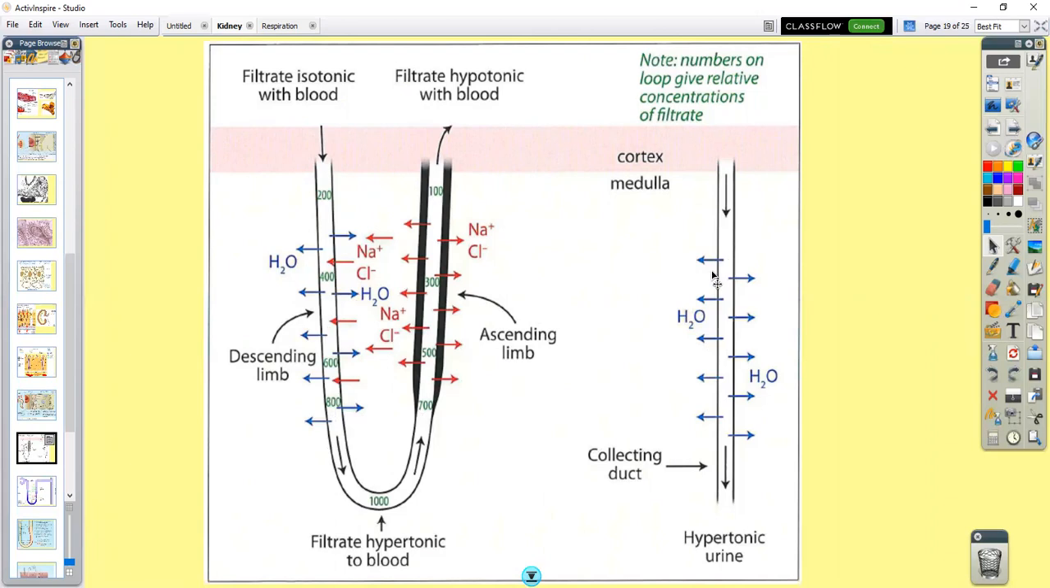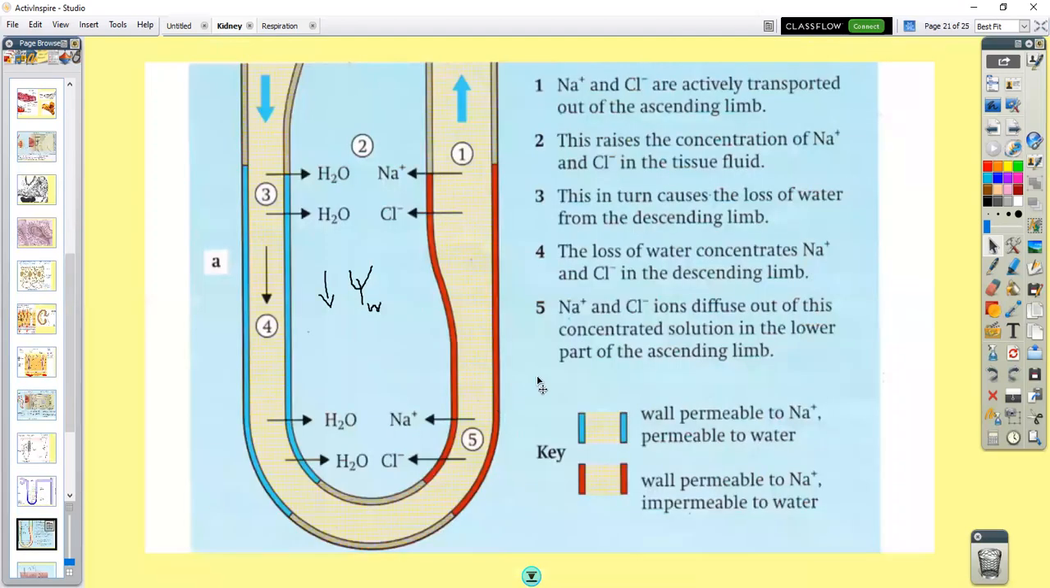And as water is reabsorbed from the loop of Henle, all of those waste materials that stay in here, urea, etc., other ions that you don't need, that becomes more concentrated, and that will pass down the ureter to the bladder, and that becomes hypertonic or highly concentrated urine. And you can see that in this little diagram as well.